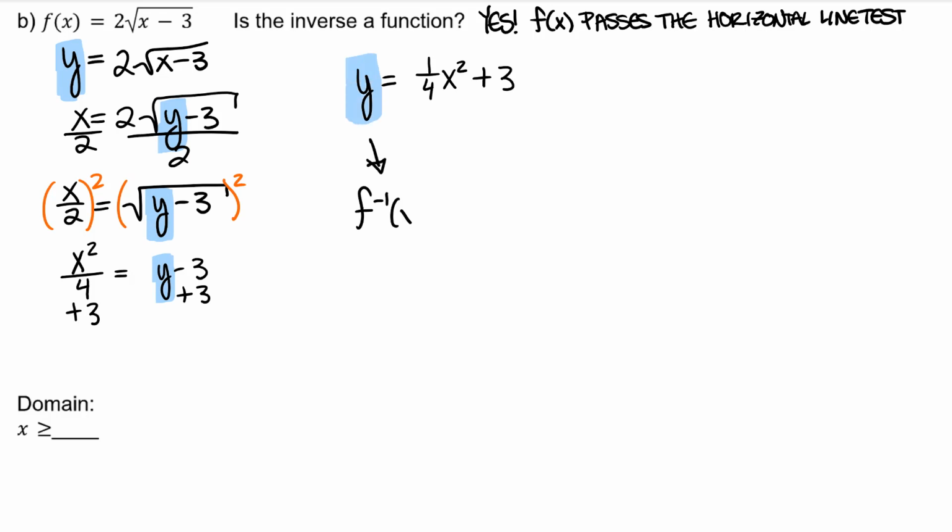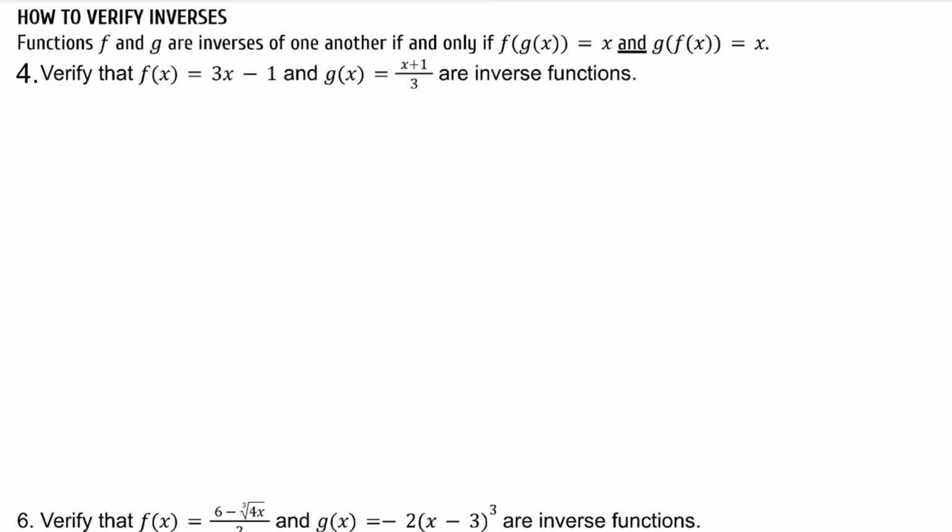So our inverse function is 1/4 x squared plus 3, but only when the domain is restricted to x greater than or equal to 0. To verify inverses, functions f and g are inverses of one another if and only if f of g of x is equal to x and g of f of x is equal to x. Remember, that is composition. If f composed with g of x simplifies to be x, and if g composed with f of x also simplifies to be x, then f and g are inverse functions of one another.